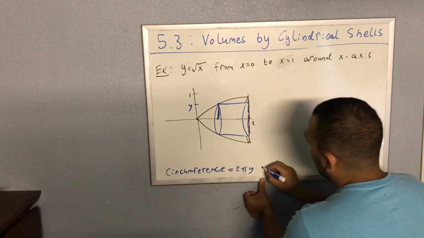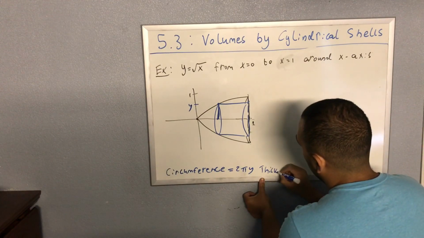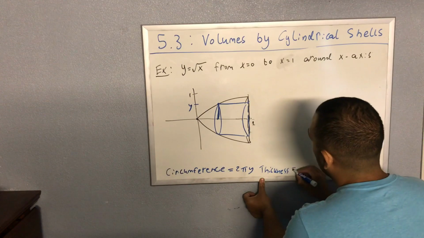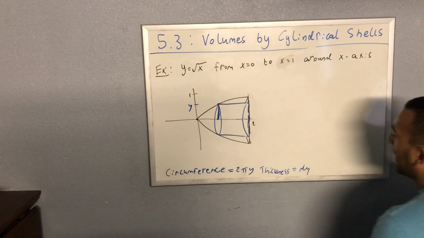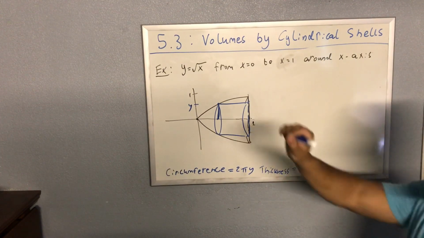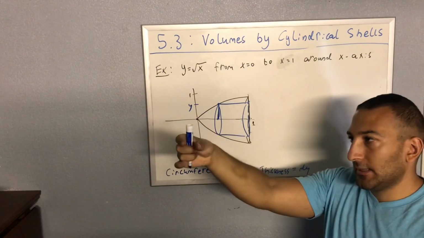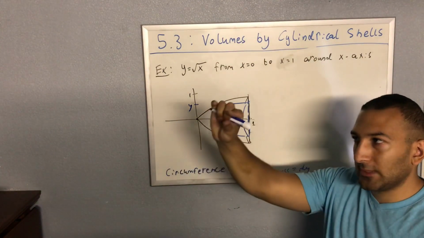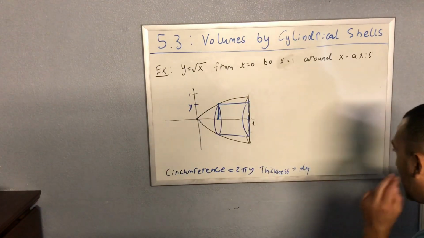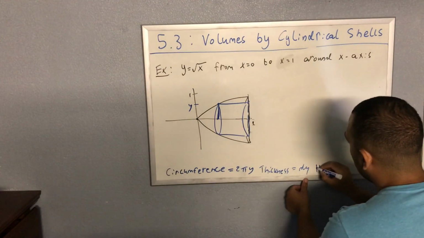And then remember the thickness was dx, but in this case it's going to be dy, because now the shells are opening up this way as opposed to like this. This way is a dx, this way is a dy. And now the height is the key thing here.